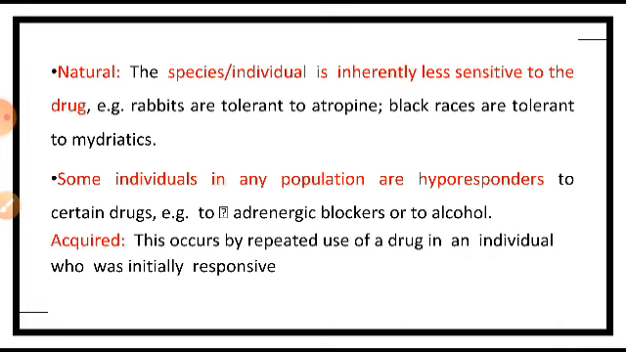So likewise, the people of the region have a similar genetic makeup, and accordingly their responses to certain drugs are different, right? Some people are naturally tolerant to certain drugs. Some individuals in any population are hyper responders to certain drugs. Even a small dose of the drug can give them a good or high response, right? So that is also the case of the natural tolerance or the natural response.